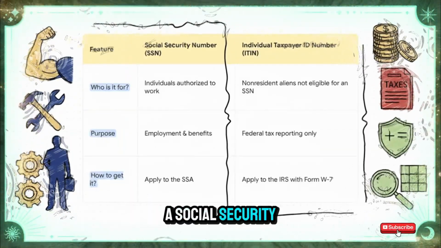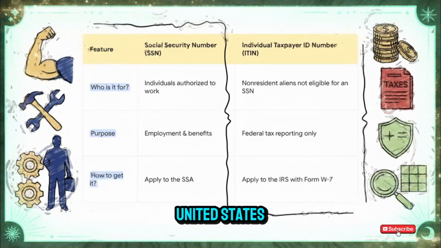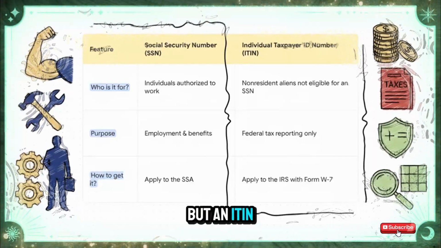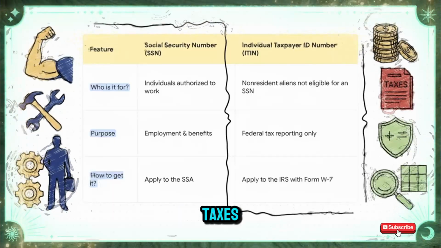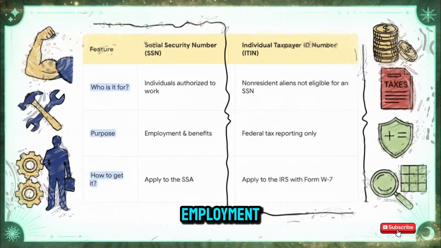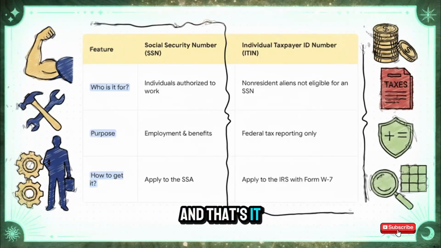A Social Security number, or SSN, is all about being authorized to work in the United States. But an ITIN, an individual taxpayer identification number, that's just for taxes. It has nothing to do with employment. Think of it as your unique account number with the IRS, and that's it.